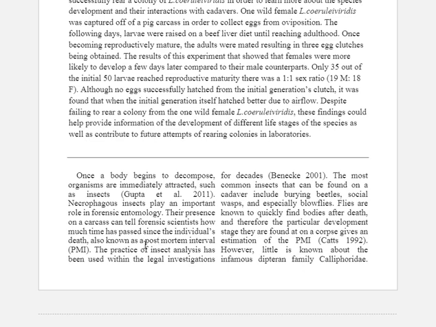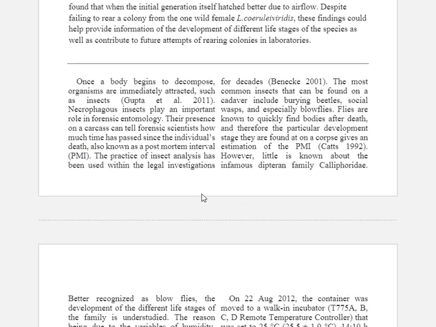Okay, good job here. You put postmortem interval and then you put the abbreviation right after it. That's the way you introduce a good abbreviation. Remember, we're lazy. We always want to have abbreviations when possible. Again, rule of thumb, make sure you add something else there.